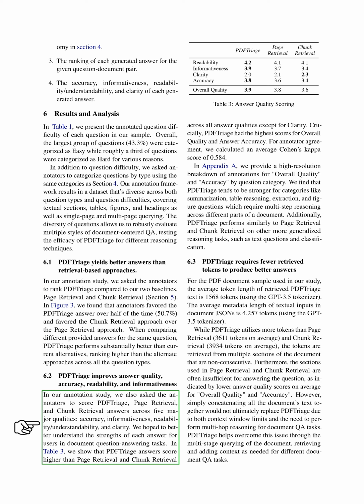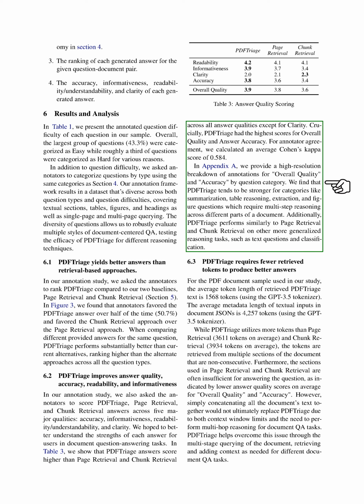We also asked the annotators to score PDF triage, page retrieval, and chunk retrieval answers across 5 major qualities: accuracy, informativeness, readability, understandability, and clarity. PDF triage answers scored higher than page retrieval and chunk retrieval across all answer qualities except for clarity. PDF triage had the highest scores for overall quality and answer accuracy.